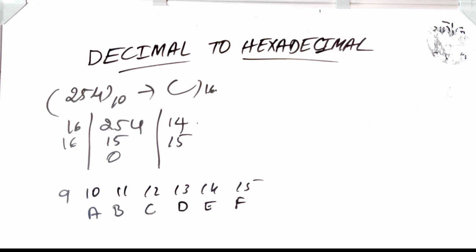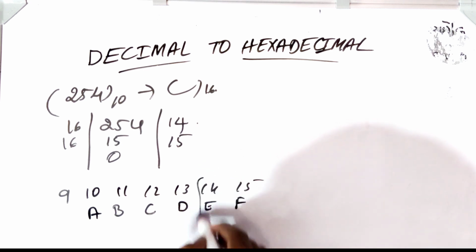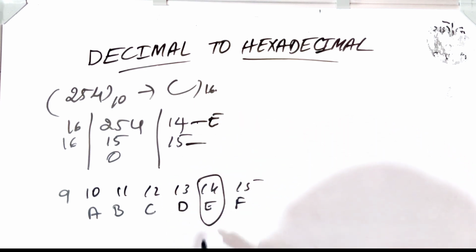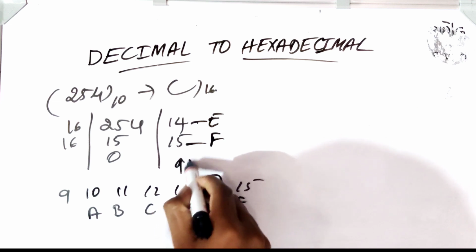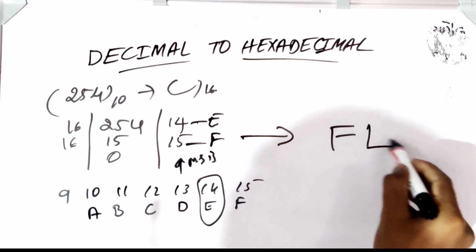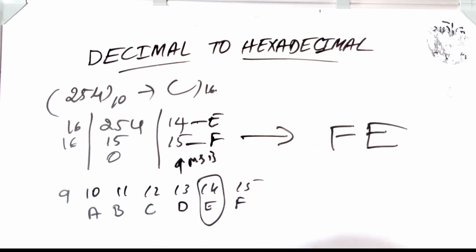So the value of the number 254 in hexadecimal is given by 14, which is E, and 15, which is F. So this is the MSB. So the answer is FE.